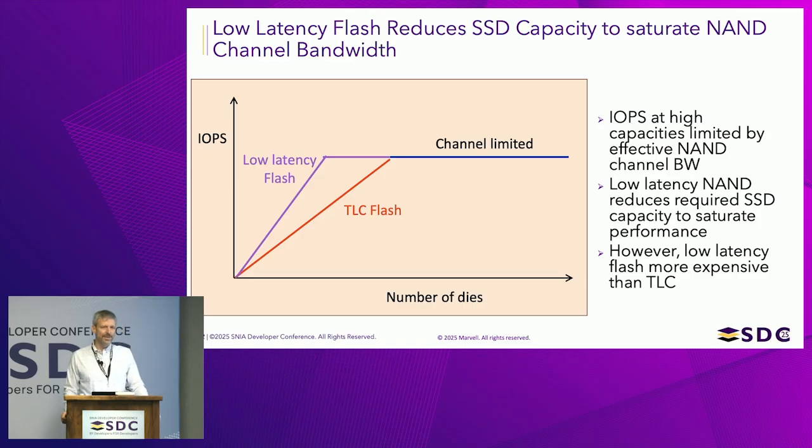So I guess, and that's a key trade-off. You can use TLC, traditional flash, to get to high IOPS, but in the end, you need more capacity than what you would need otherwise with low latency flash. On the other hand, low latency flash is not really widely available, so it also takes significant cost for the NAND makers to develop low latency flash. So, as I said, there's a trade-off here from a cost perspective and also from a capacity perspective.